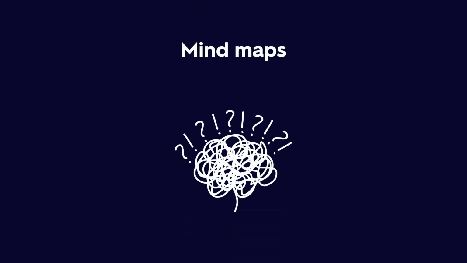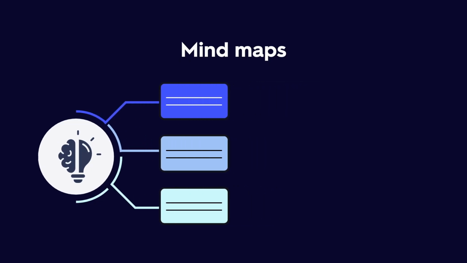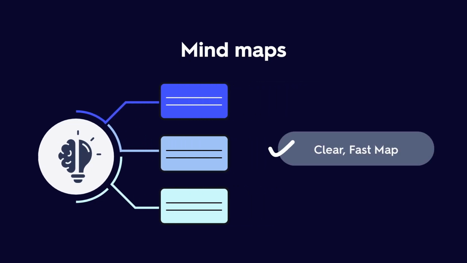But choosing the right method isn't enough. You also have to use it well. A common problem with mind maps is clutter. Long sentences make them hard to read. Fix it by using 1 or 2 words per branch, color-coding related ideas, and limiting levels to what you can see at a glance. Remember, your goal is a clear, fast map, not a mini essay.